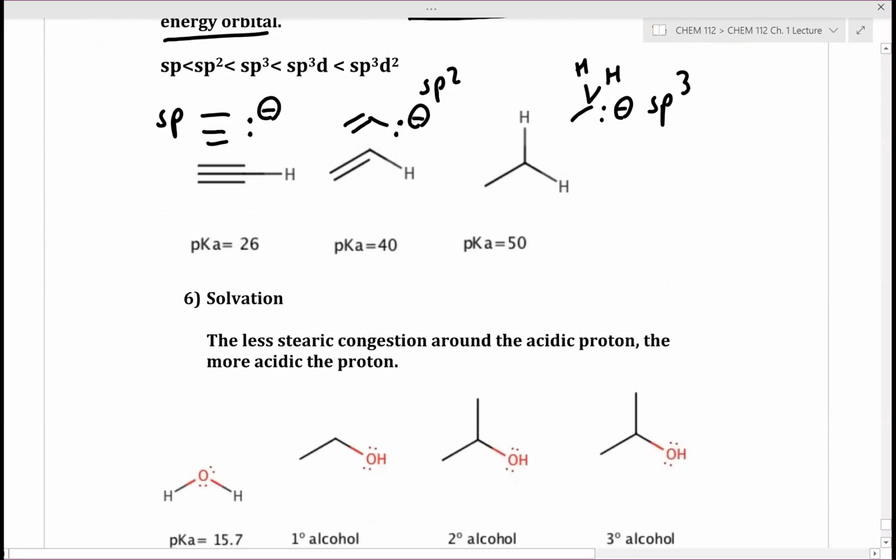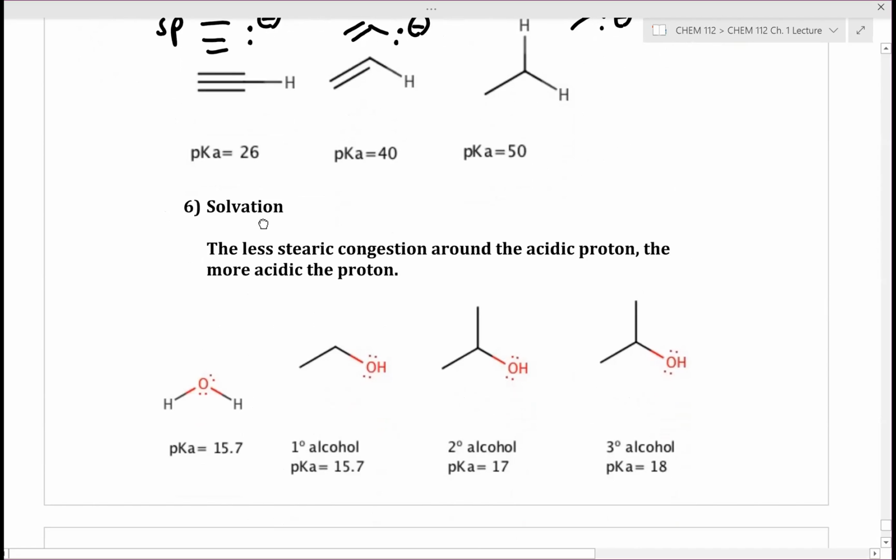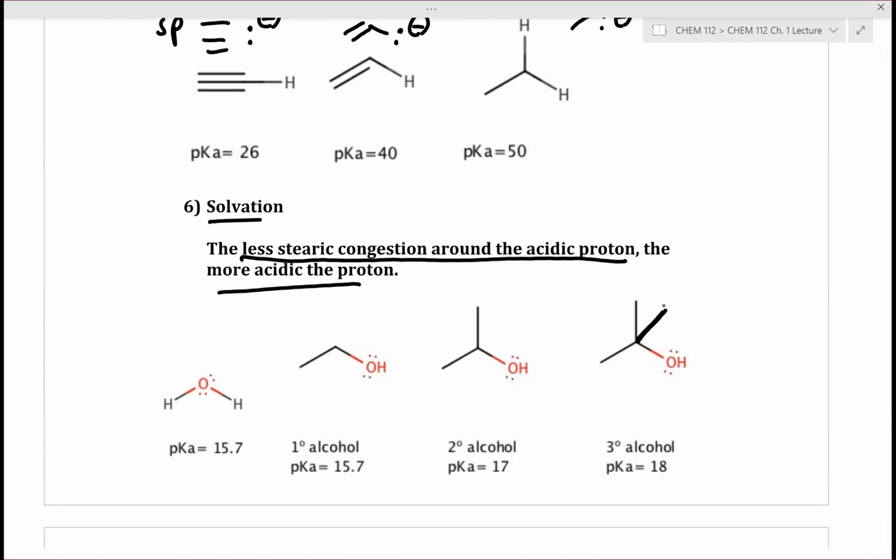Okay, the last major effect that really is a bit of an afterthought is solvation. So the less steric congestion around the acidic proton, the more acidic the proton. So essentially what I'm trying to say is the more substituted your acidic atom is, or the carbons adjacent to your acidic atom, the less acidic that proton becomes. So as we go from primary to secondary to tertiary, as we start crowding, adding steric hindrance, adding more things, taking up space around our acidic proton, what happens to the pKa? Does it increase or decrease? Are we getting more or less acidic? Less acidic. That's why our pKa values are becoming larger. Does that make sense?